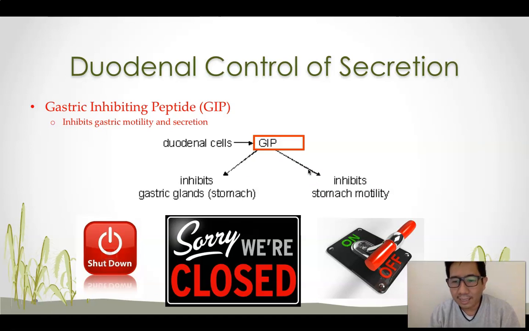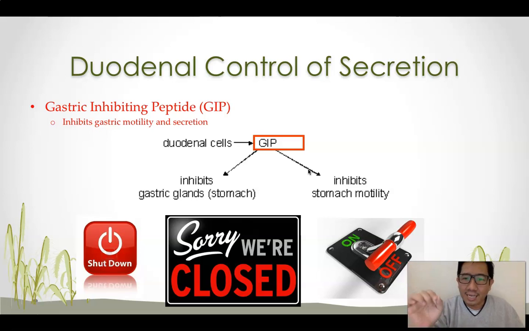And last but not least, from your small intestine, is GIP. GIP is gastric inhibiting peptide. Inhibiting, if you think of that word, means stop. So gastric inhibiting peptide means we are done. We are cutting everything off. Let's shut down the whole factory. It's time to turn things off.